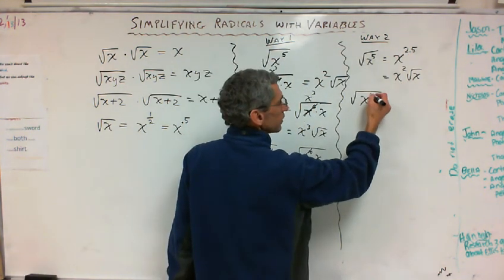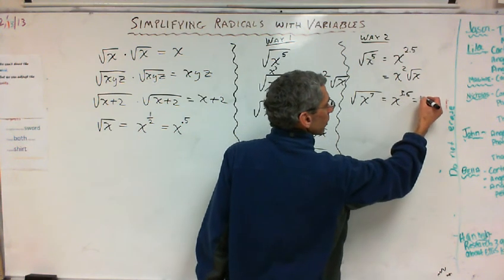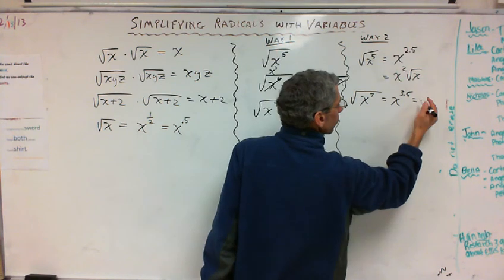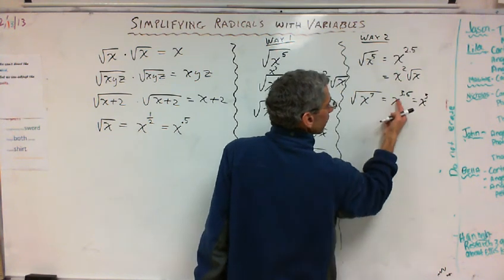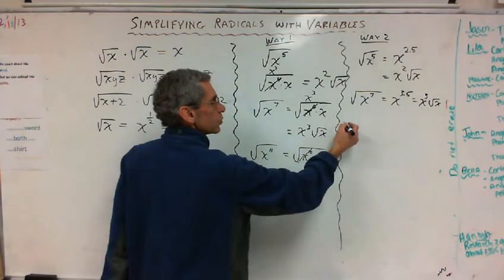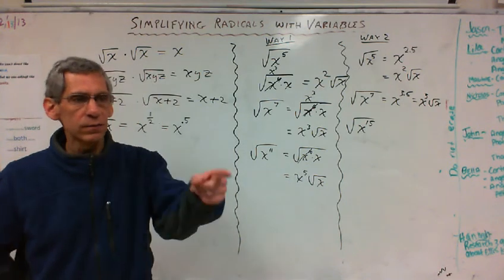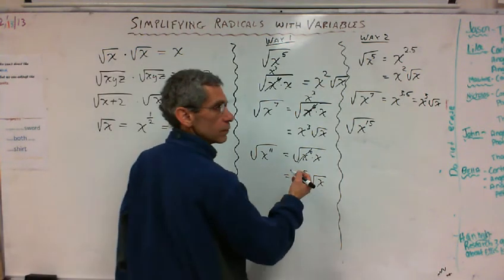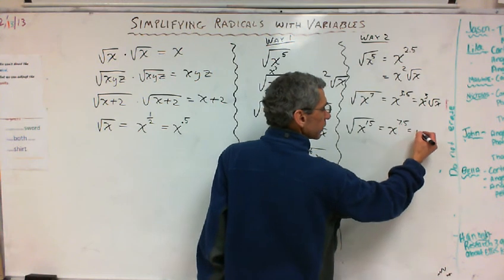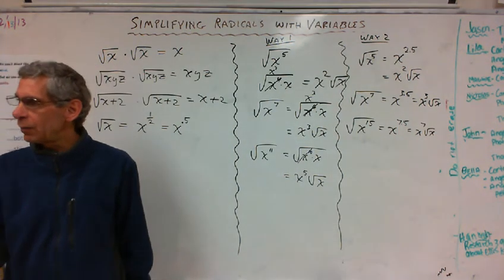So square root of x to the 7th is x to the 3.5, which is equal to x to the third. You just write x to the third and then the square root of x for the x to the 0.5. Square root of x to the 15th. Half of 15. Gabe, what's half of 15? 7.5. That's x to the 7.5, which is equal to x to the 7th times the square root of x. How many people get that method?